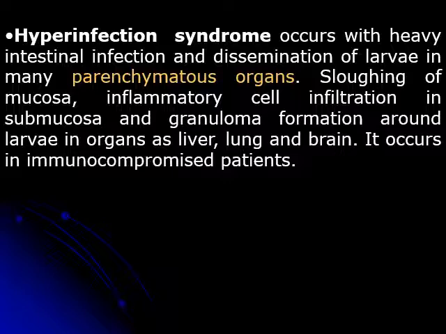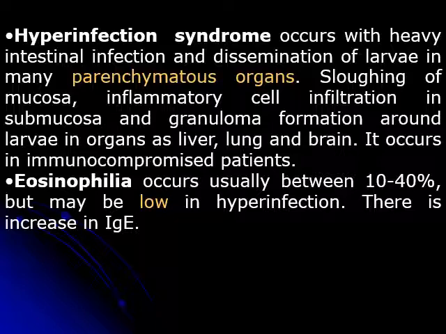This occurs in immunocompromised patients more than in the immunocompetent ones. In immunocompromised patients also, it may affect the brain and cause coma to the patient. Eosinophilia occurs usually between 10 to 40%, but may be low in hyperinfection and also in immunocompromised patients, and there is usually increase in the immunoglobulin E, which is also low in case of immunocompromised patients.